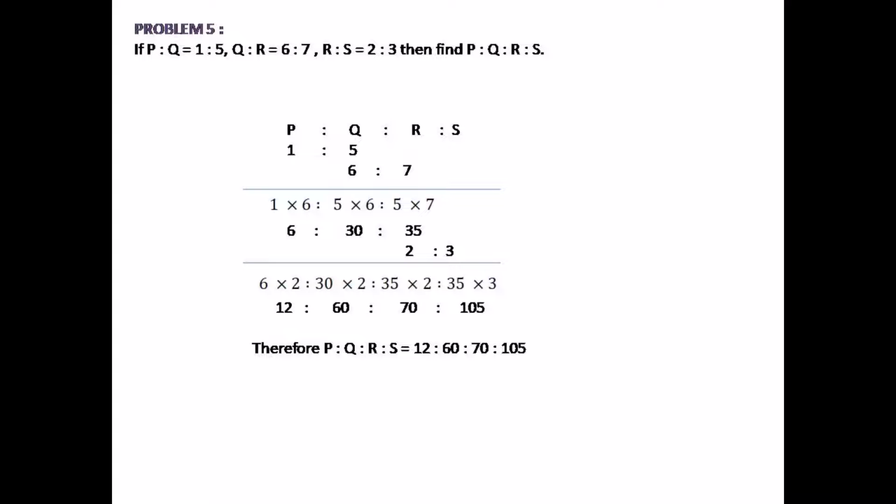If P is to Q equals 1 is to 5, Q is to R equals 6 is to 7, R is to S equals 2 is to 3, then find P is to Q is to R is to S. P is to Q is to R is to S gives 1 is to 5, 6 is to 7, which gives 1 into 6 is to 5 into 6 is to 5 into 7, gives 6 is to 30 is to 35, 2 is to 3. That is 6 into 2 is to 30 into 2 is to 35 into 2 is to 35 into 3, gives 12 is to 60 is to 70 is to 105. Therefore P is to Q is to R is to S equals 12 is to 60 is to 70 is to 105.